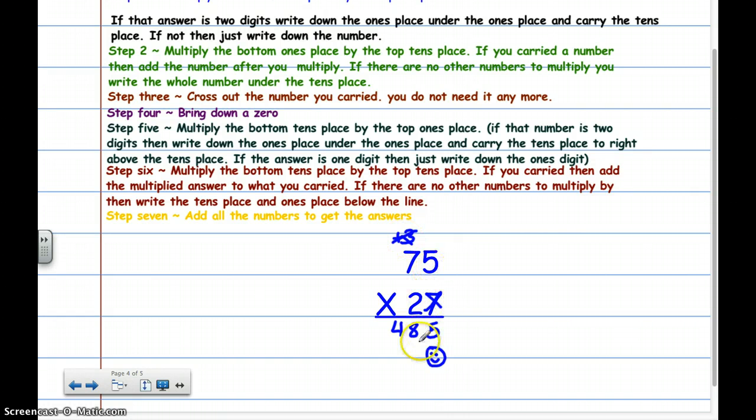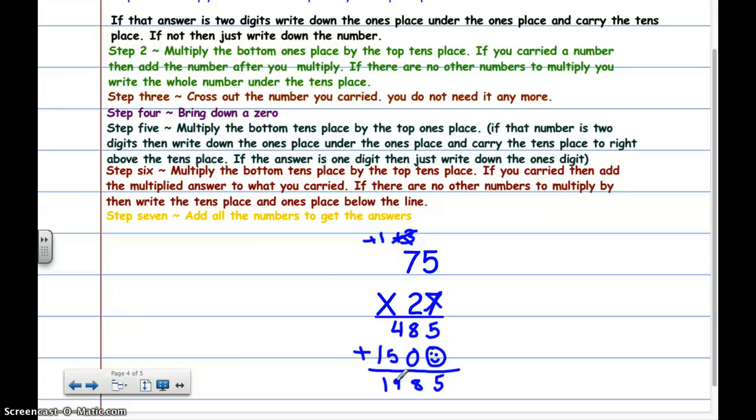So 10 times 1 is 10, carry the 1. Next is 7 times 2, which I'm really doing 70 times 20, is 14 plus 1. That's going to be 15. And then I'm going to add 5, 8, 9, and 1. So the answer to 75 times 27 is going to be, oh wait, I think I made a mistake, sorry.